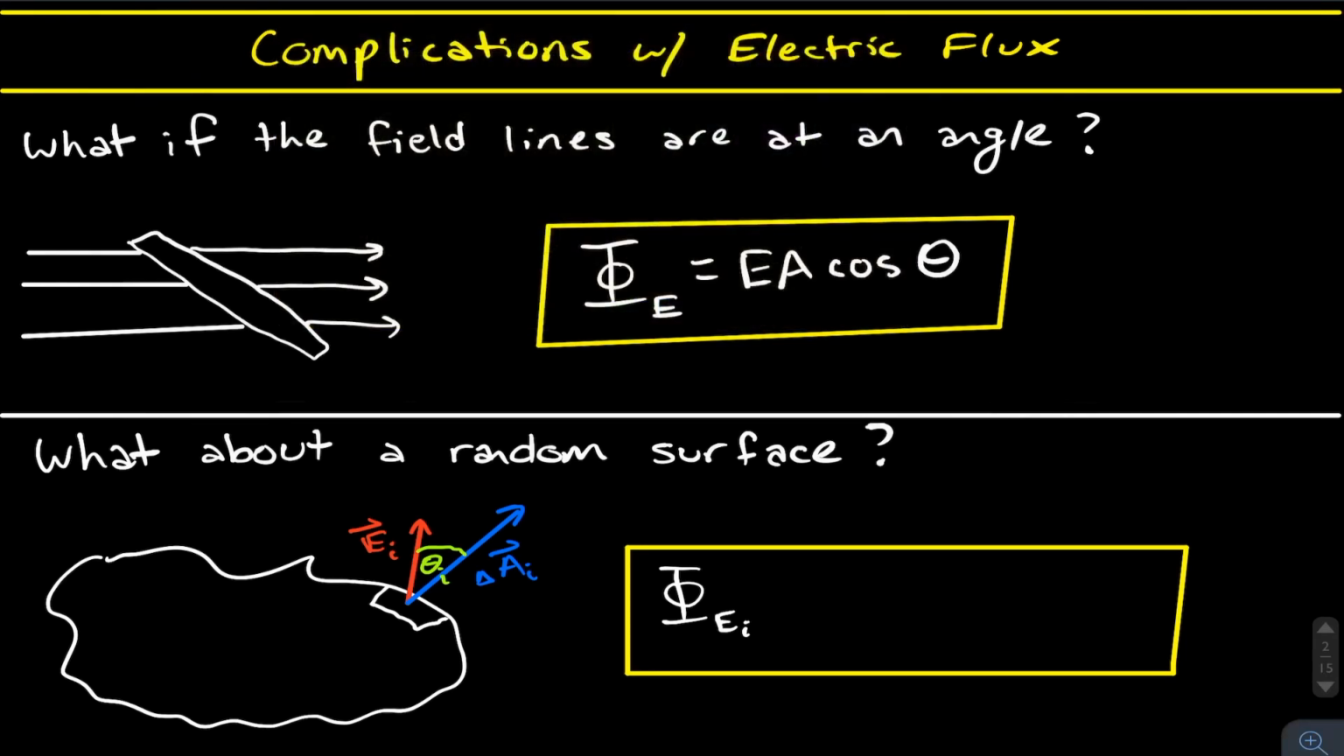Okay, and that theta is going to be the angle in between that surface and the field lines. So let's pick a color here, and let's show that. It's this angle in between the surface and the field lines. So that's your theta right there.